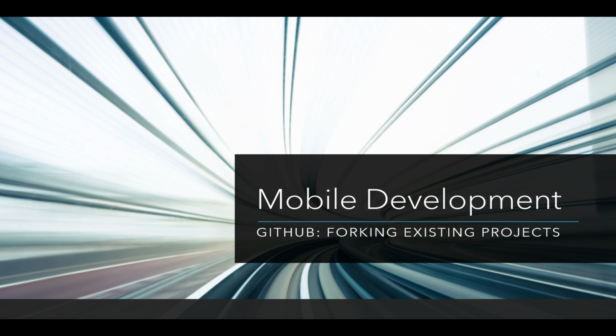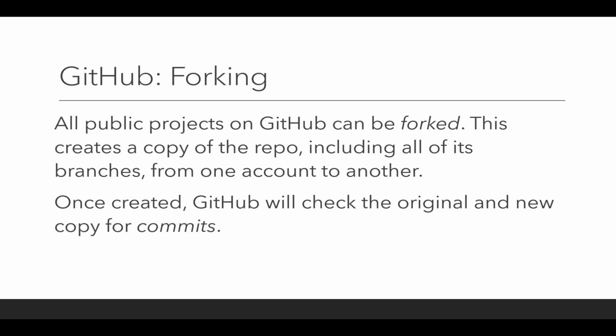GitHub forking existing projects. All public projects on GitHub can be forked. This creates a copy of the repo, including all of its branches, from one account to another. So this effectively clones a repo, but instead we use the term forking to describe the way in which a project is split, that is, it is copied from one account to another.